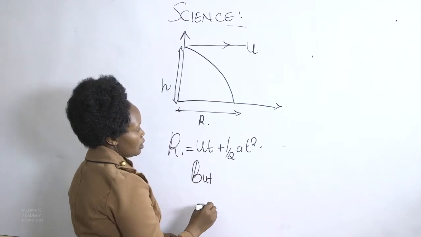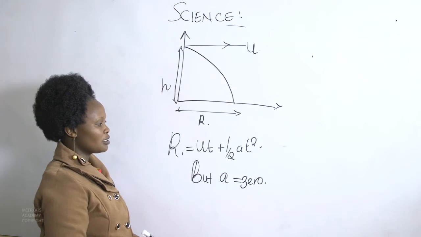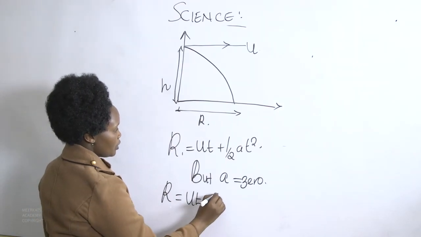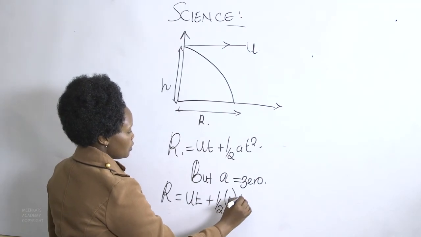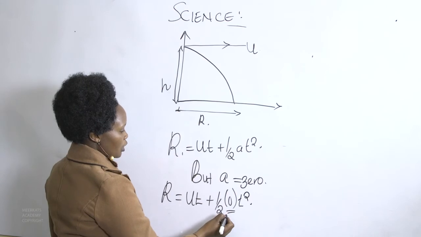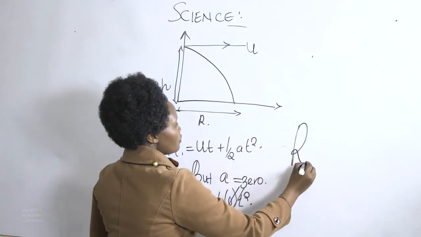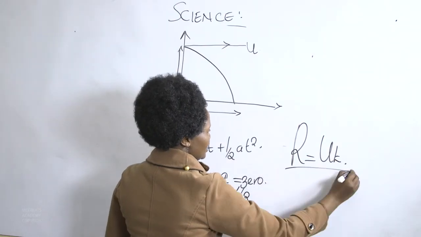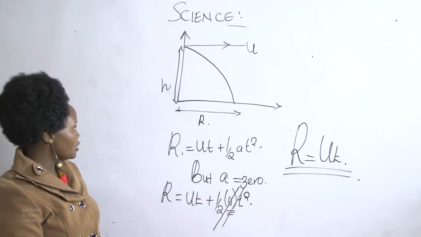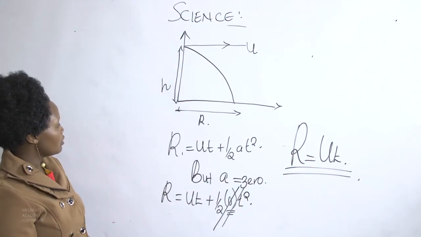But acceleration in the horizontal direction is 0. Therefore, we substitute that so that our range becomes ut plus a half, our acceleration is 0 and the time taken is t, and the 0 acceleration reduces this term to 0. Our range is therefore given by ut, the product of the initial velocity and the time taken. How about the vertical?